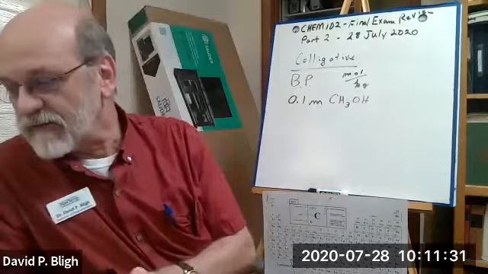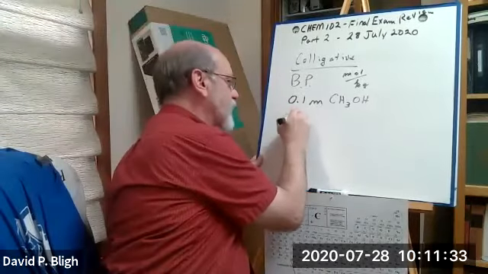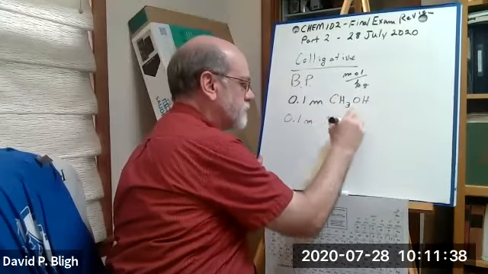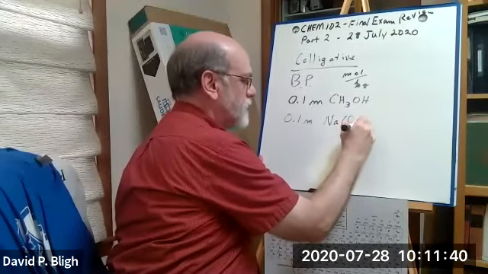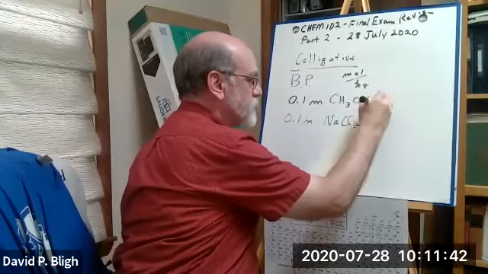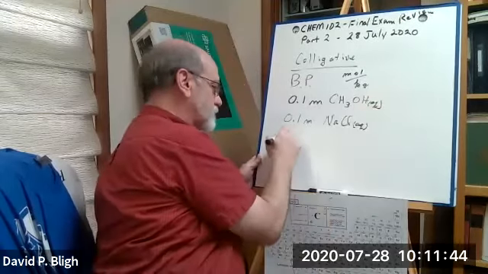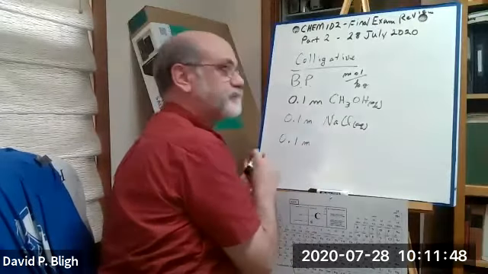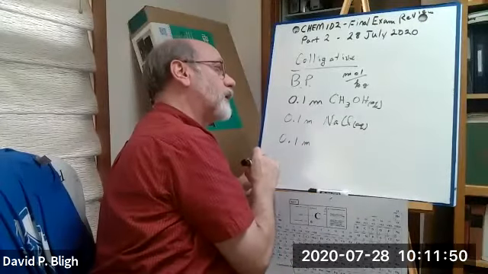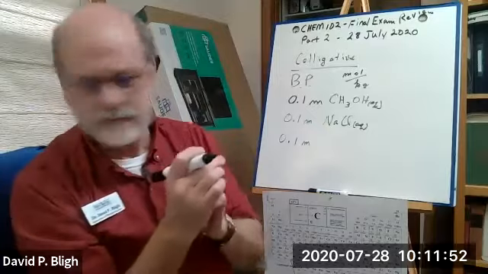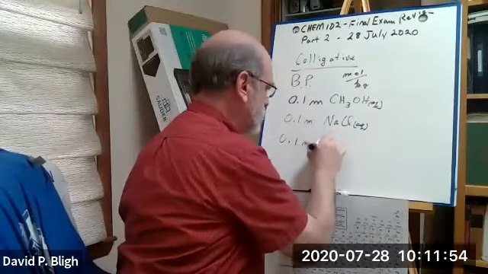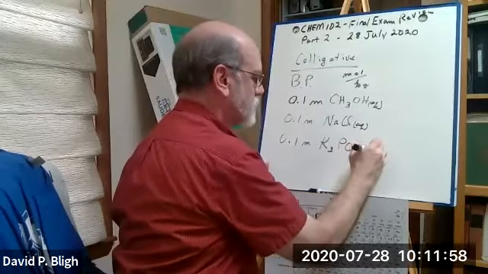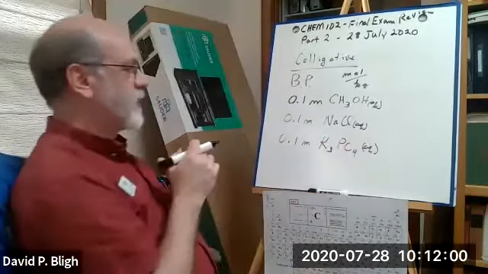Then let's say we have, here's another possibility. It's the same concentration of this salt in aqueous solution, and this is aqueous. And let's say we have this one of, how about potassium phosphate? Okay.